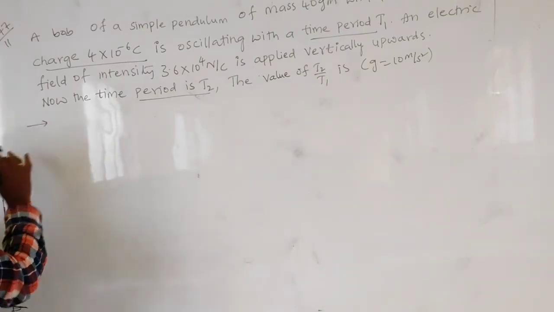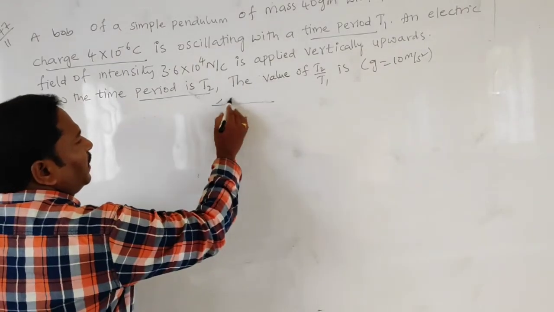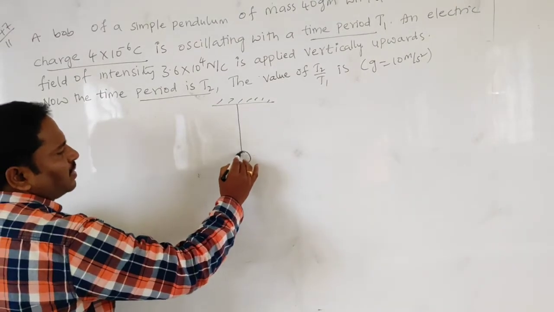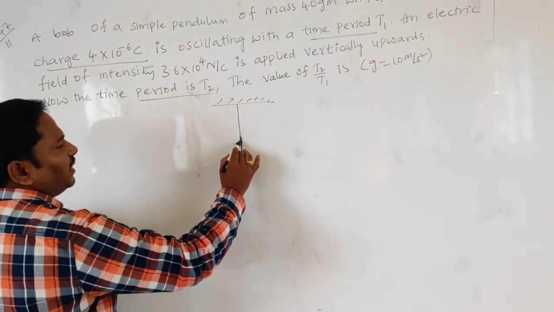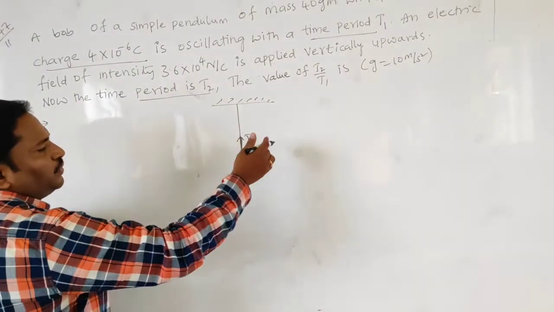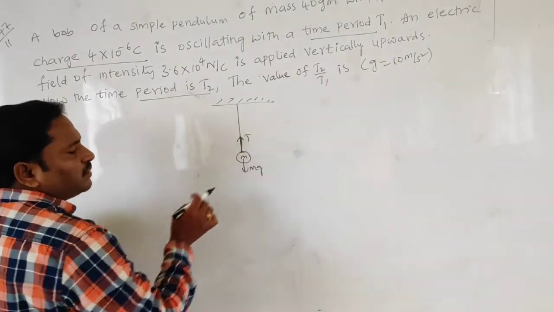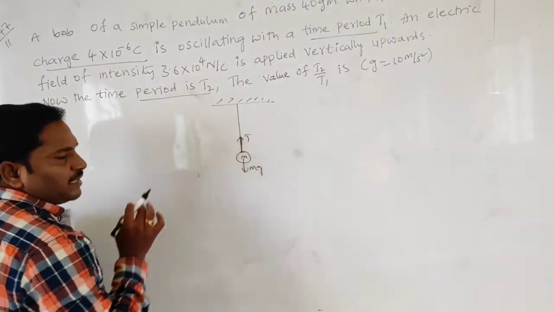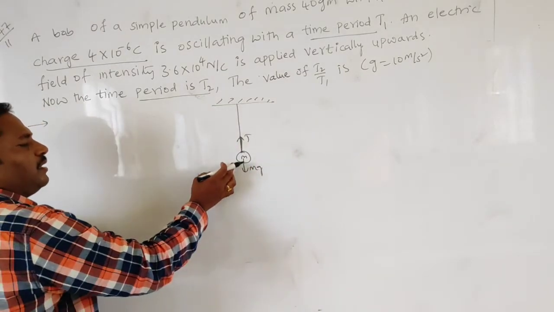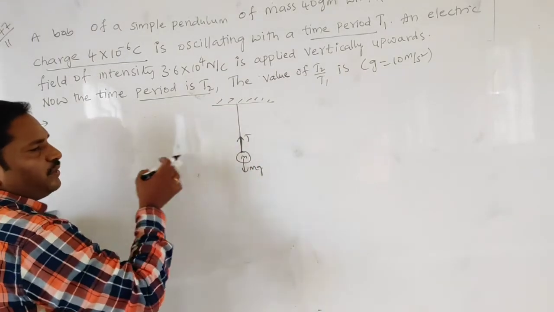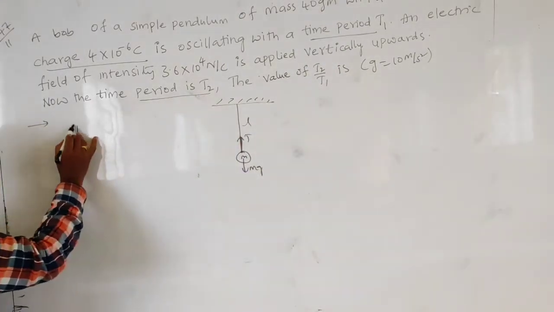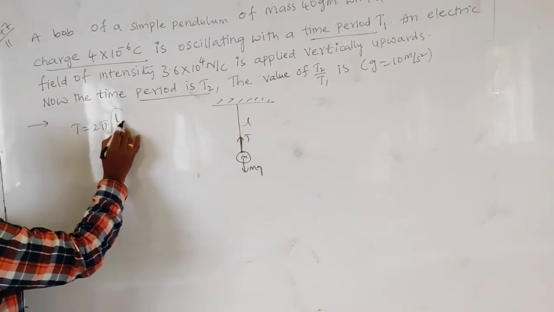So first case, this is the simple pendulum. Its mass m, tension T, its weight mg. When we displace it from its mean position and it oscillates, the restoring force is mg sin theta acting on the bob, giving to and fro motion. And the time period of a simple pendulum T equals 2 pi root over L by g.